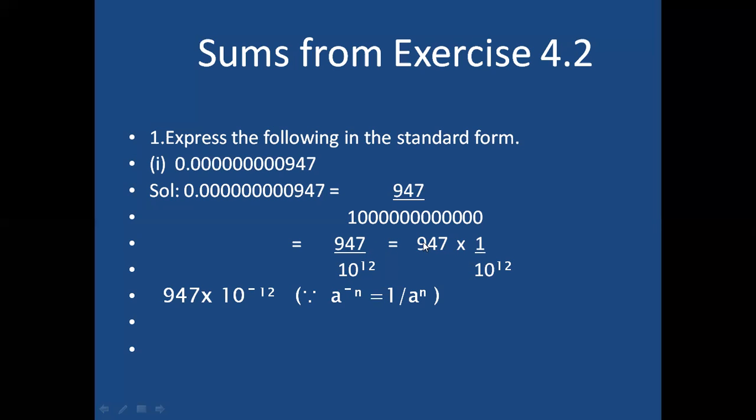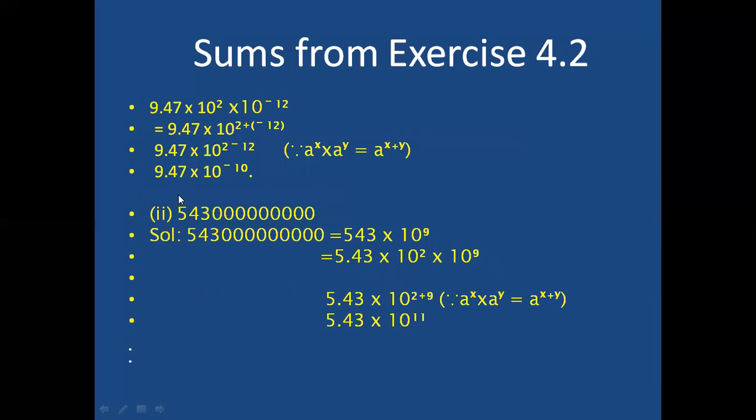So write this as 947 into 1 by 10 power 12. I just separated it; I have not done anything. Now using the law, 1 by a power n is equal to a power minus n, you write 1 by 10 power 12 as 10 to the power of minus 12. So 947 into 10 to the power of minus 12. Now in this 947, there are ones, tens and hundreds, that means a total 3-digit number. So take out 100 from that.